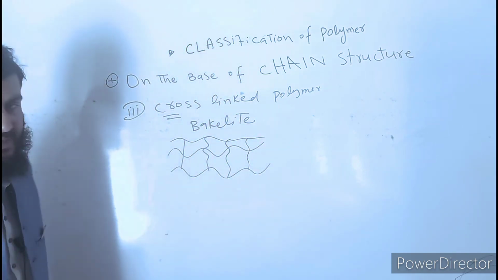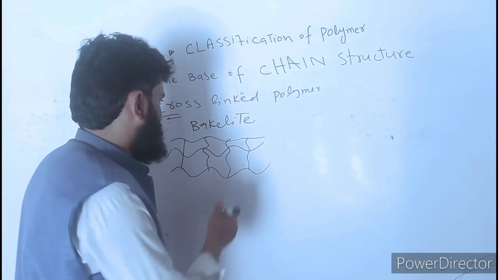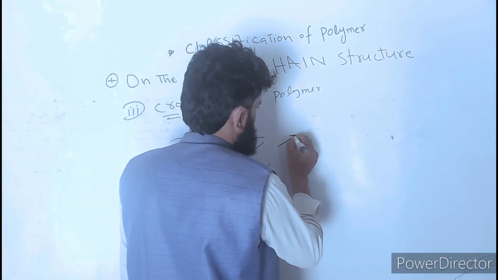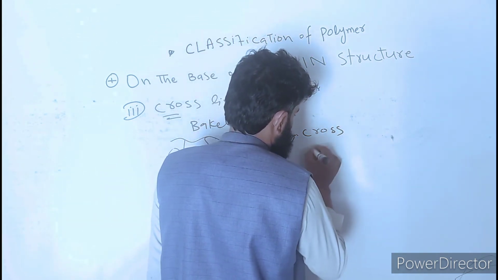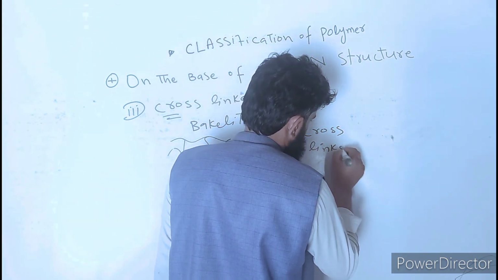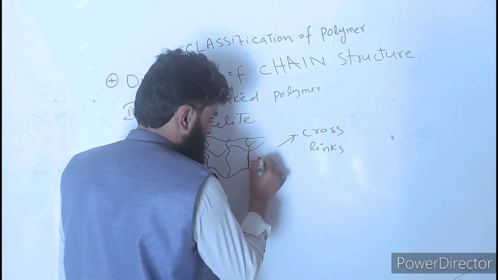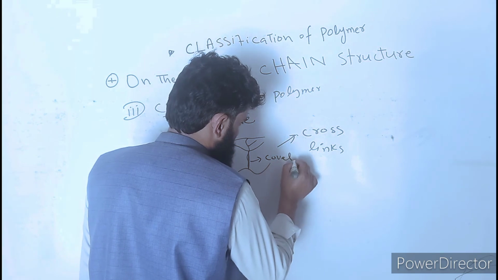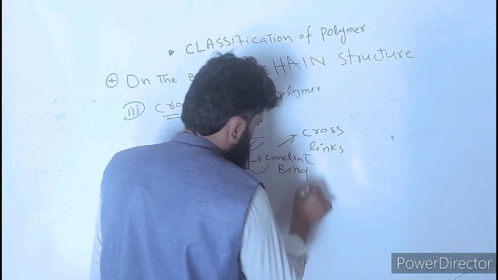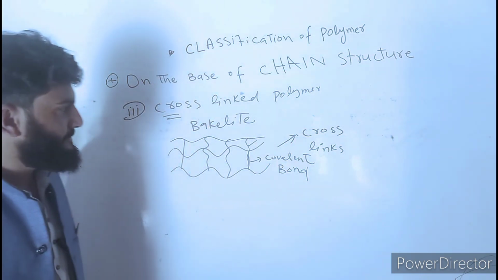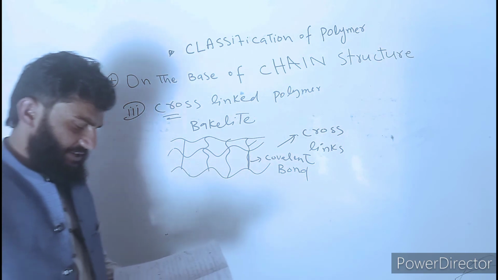Clear, by cross-linking. What is this? These are actually cross-links. Clear. And then what type of bond is it? It is actually a covalent bond. Clear.